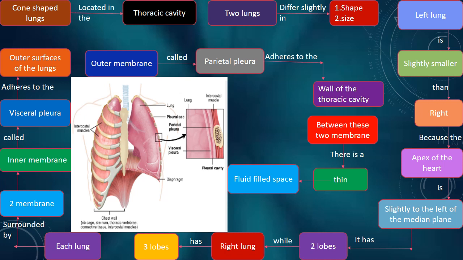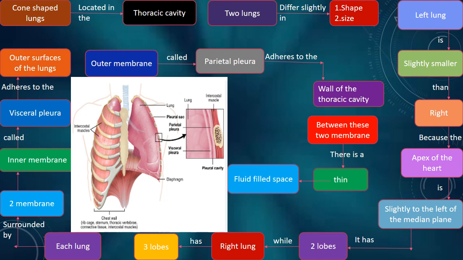Cone-shaped lungs are located in the thoracic cavity. The two lungs differ slightly in shape and size. The left lung is slightly smaller than the right because the apex of the heart is slightly to the left of the median plane. It has two lobes, while the right lung has three lobes.